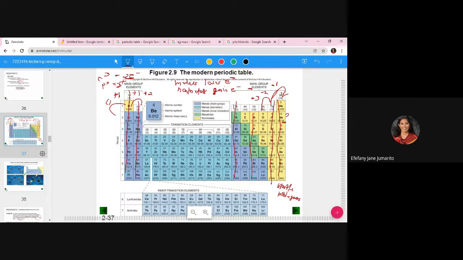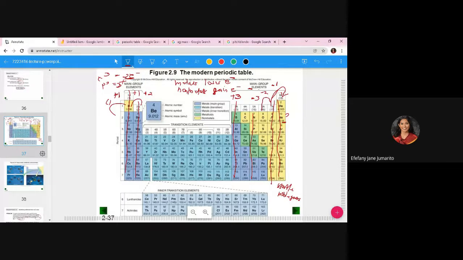What about kani? Asa siya? Metal man ni siya, class. Metal group pa siya. Positive 3. Okay, what about carbon? Positive 4. Negative 4. Okay, so mao na siya ang mga charges.